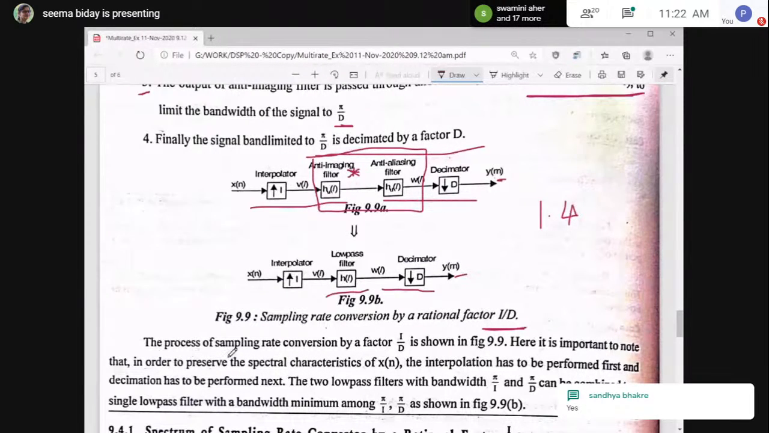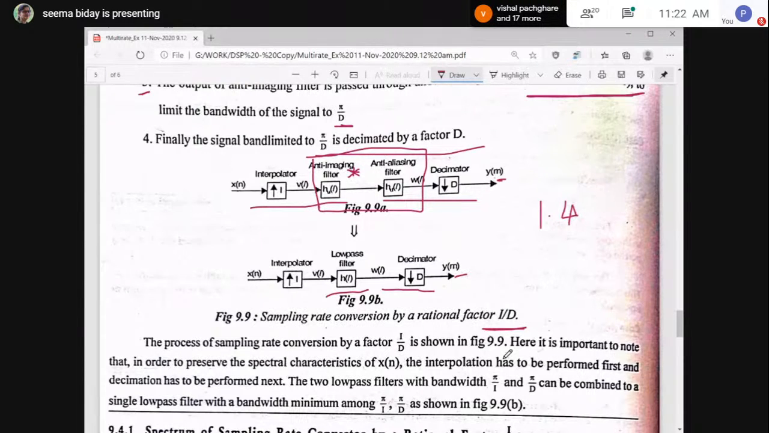The process of sampling rate conversion by a factor of I by D is shown. Here it is important to note that in order to preserve the spectral characteristic of x(n), the interpolation has to be performed first and decimation has to be performed next. In an objective question they can ask you which is to be performed first. So you should know interpolation has to be performed first and then you can perform decimation, right?